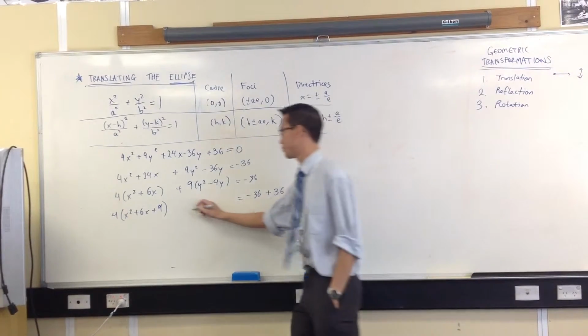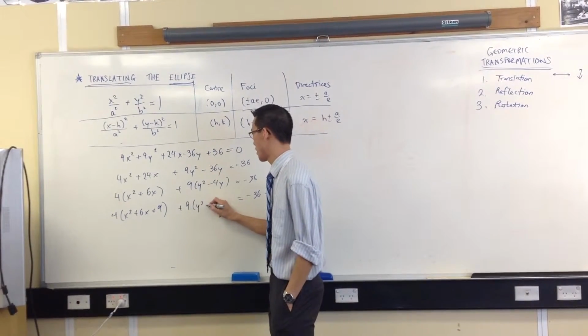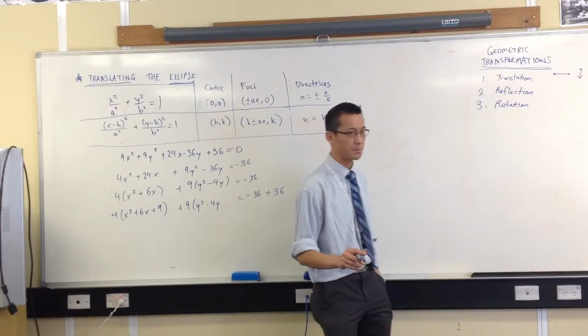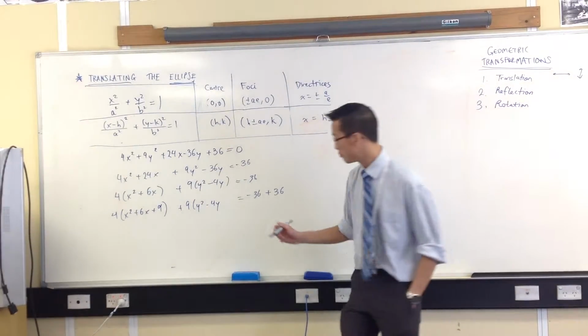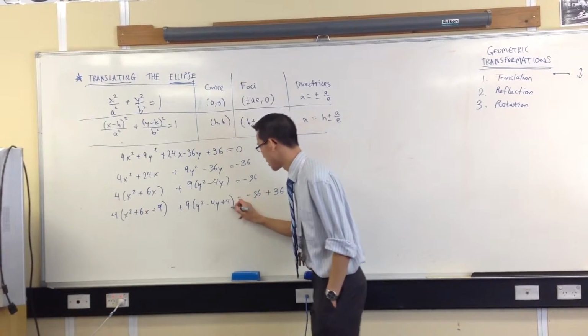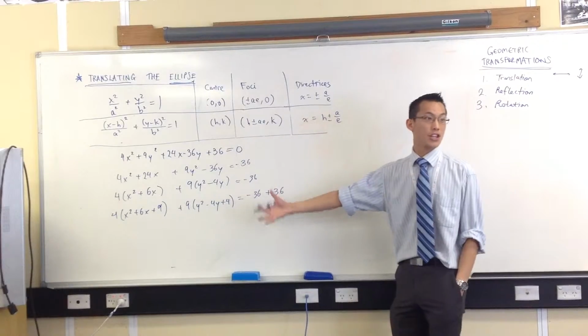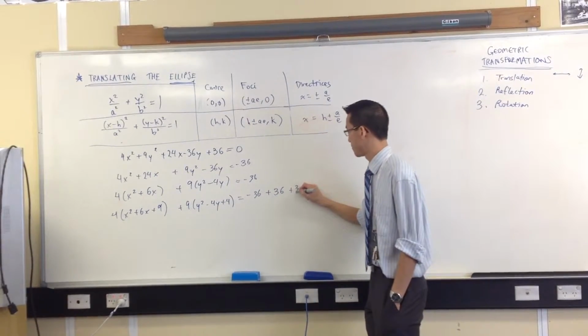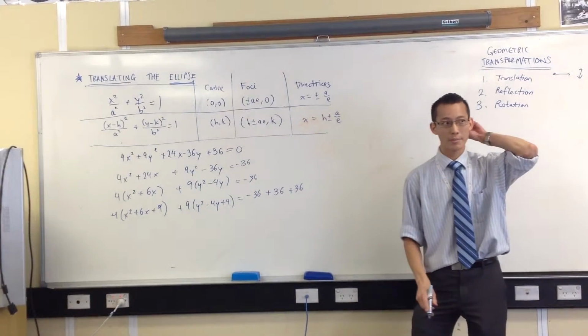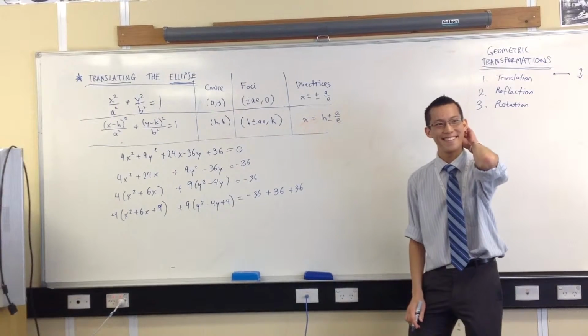Let's just do the other one. Plus 9, y squared minus 4y. What do I add? 4. Which means again I added 36. So I'll do it again. Okay. Now what?